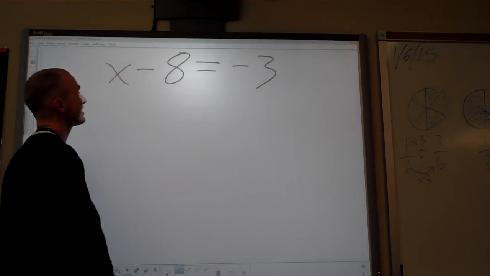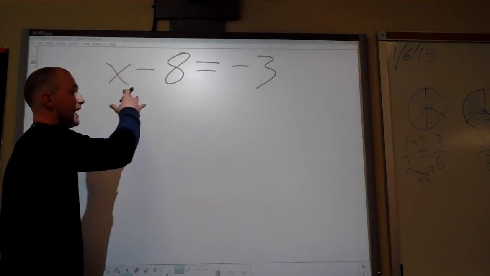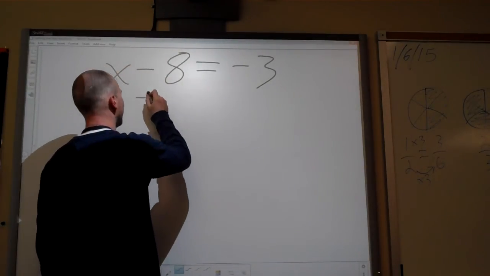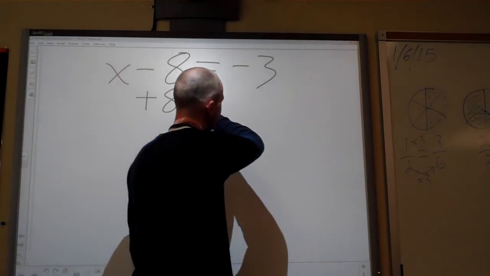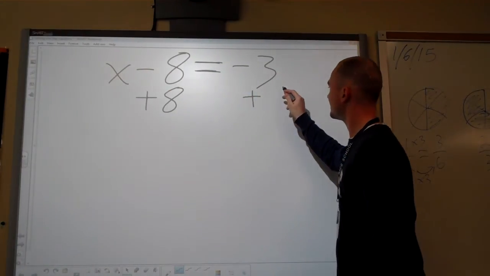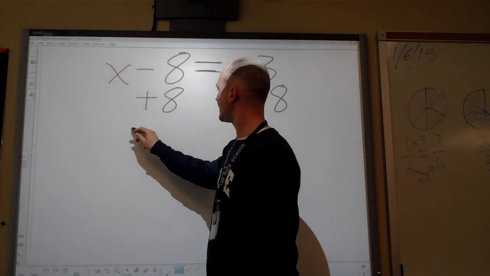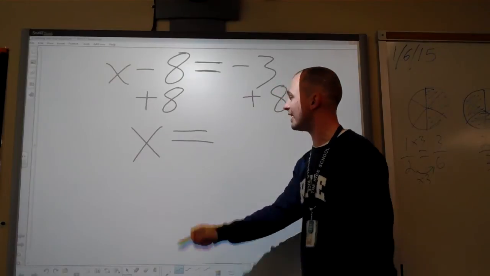x minus 8 equals negative 3. Okay, once again, we're going to get rid of this minus 8. How do we get rid of a minus 8? By adding 8. But if we add 8 to this side, in order to keep this equal, we have to add 8 to this side. So x minus 8 plus 8, they cancel out. We just have x on this side.